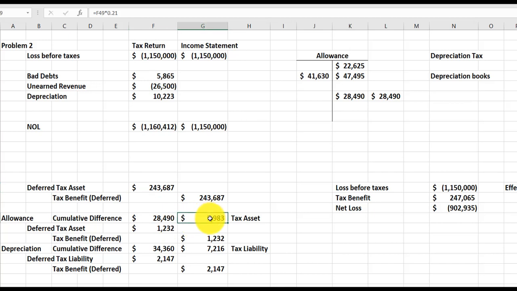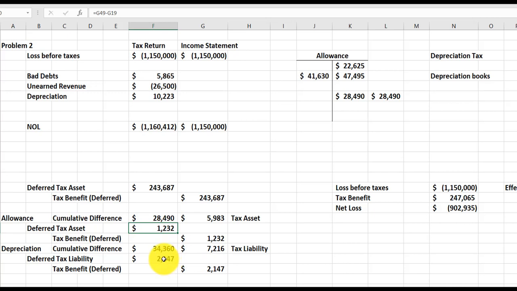So here's our change in the deferred tax asset. This is our new one. This is our cumulative difference to the allowance, new deferred tax asset, and this is the difference. It went up from last year by $1,232. Then that means if we debit the deferred tax asset, we credit the tax benefit.